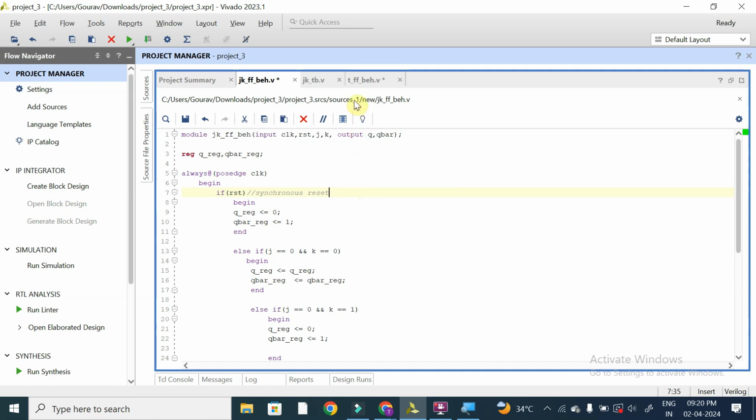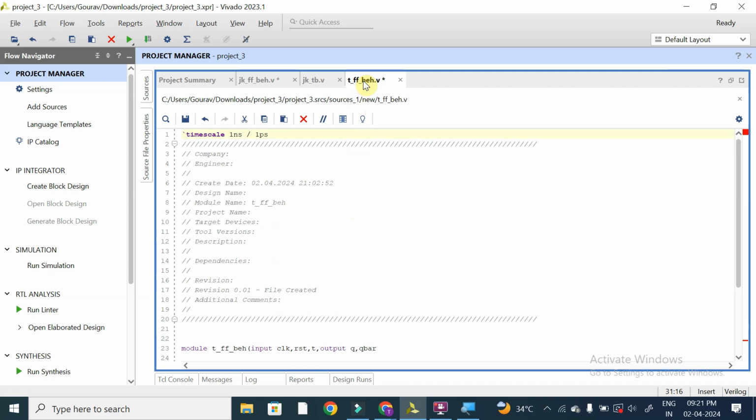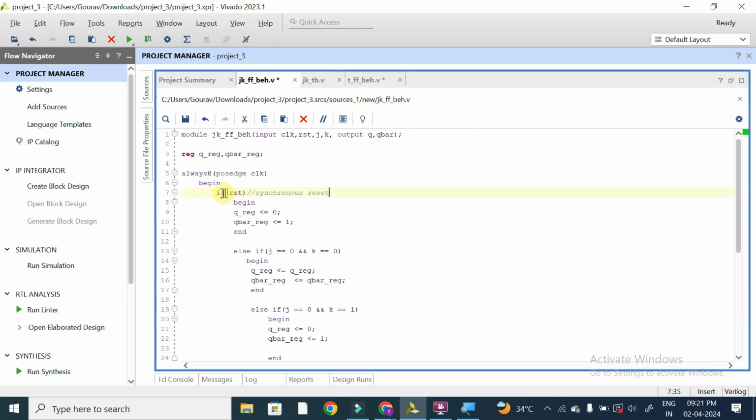But if we use an asynchronous reset, then when we apply the reset, the output will change immediately. It will not wait for the positive edge or negative edge of the clock. Is it clear? That is the difference between the synchronous and asynchronous reset. If we are using this if reset inside an always block, then it is a synchronous reset. So remember this. This is also a very important question. They will give a snippet and ask if the reset is synchronous reset or asynchronous reset.